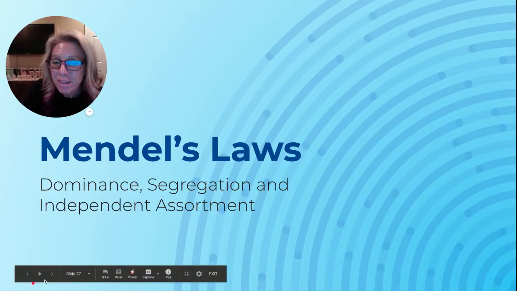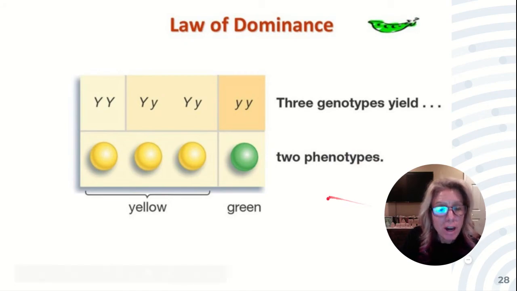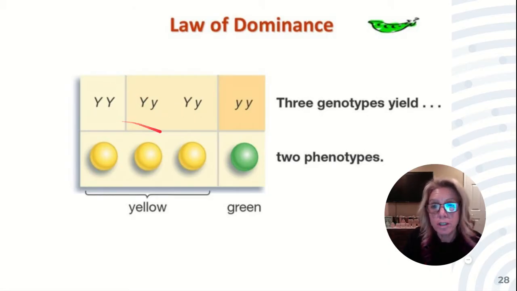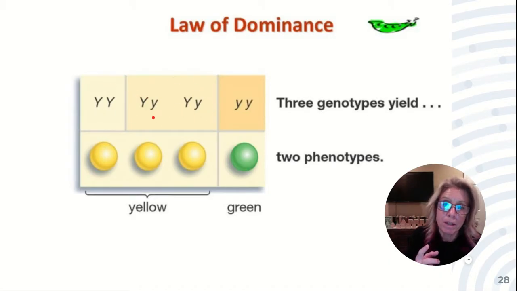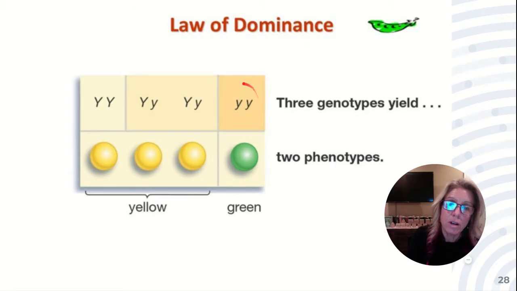All right, so let's go ahead and talk about the law of dominance. Law of dominance says that some traits are dominant over other traits. For instance, there's 2 different genotypes here, right? Big Y, and the second genotype is big Y, little y. Either way, these peas are going to be yellow because yellow is dominant over green. And so the only way to get this green genotype is to have 2 little y's.